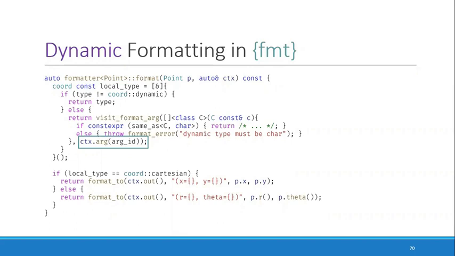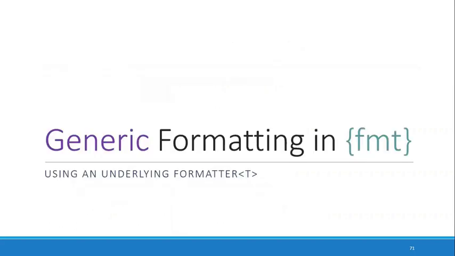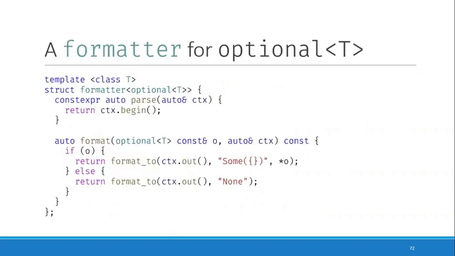Yeah. Cool. So let's talk about generic formatting. So we saw how to format points where we knew what all the members were. They were just ints. So let's talk about formatting optional T. I'm not going to support any format specifier, so parse just returns context.begin. And because Rust is cool, what format is going to do is if I have a value, I'm going to format Some with the argument. Otherwise, I'm going to format None. This formatting makes sense in Rust. It makes no sense in C++, but we've got to print something.